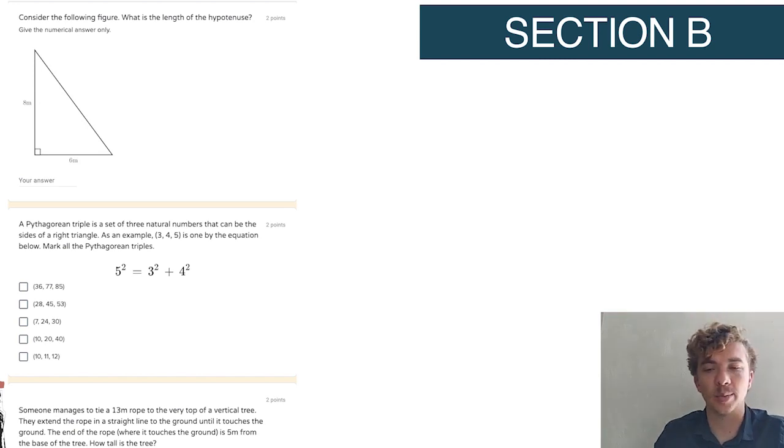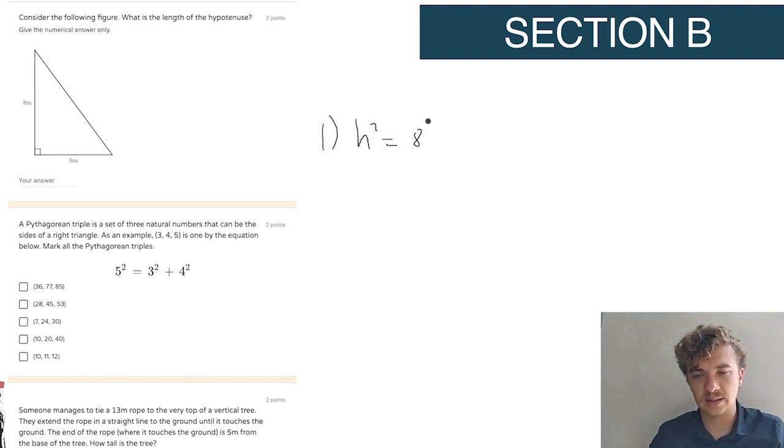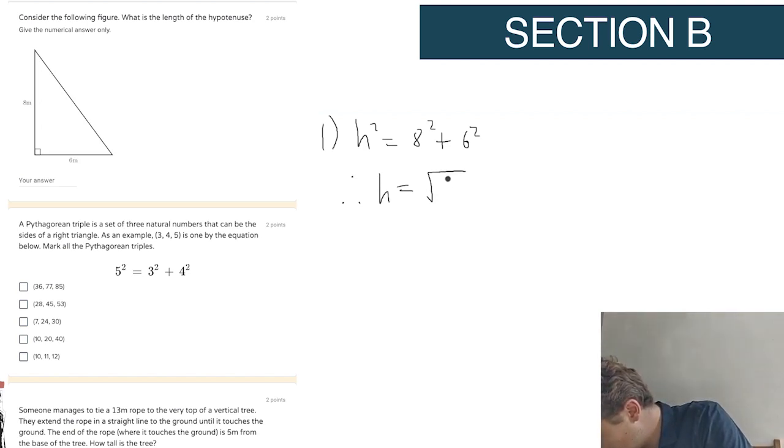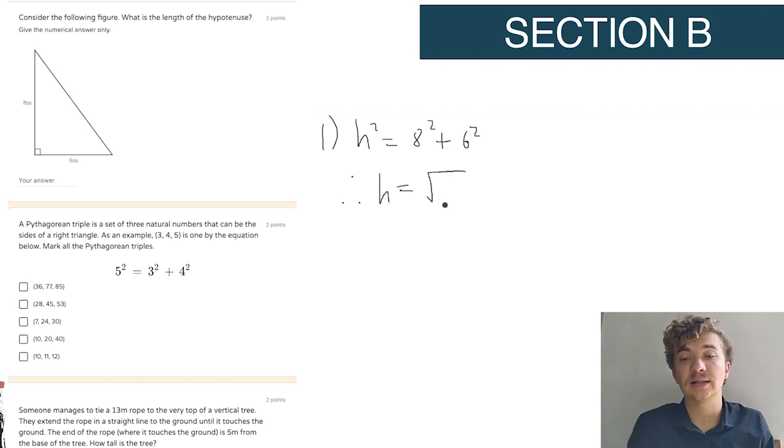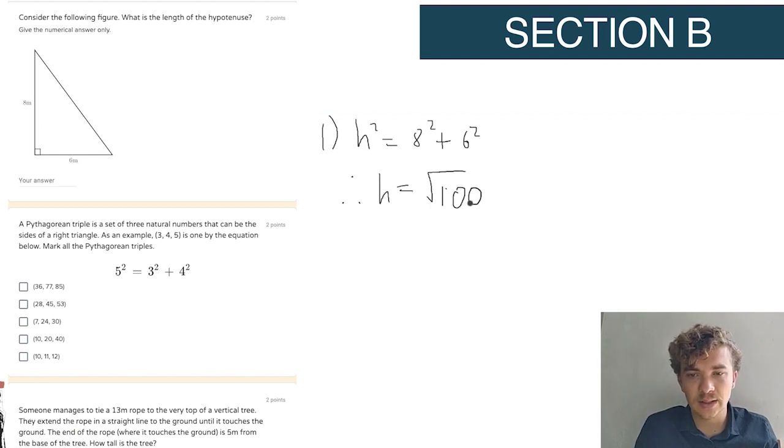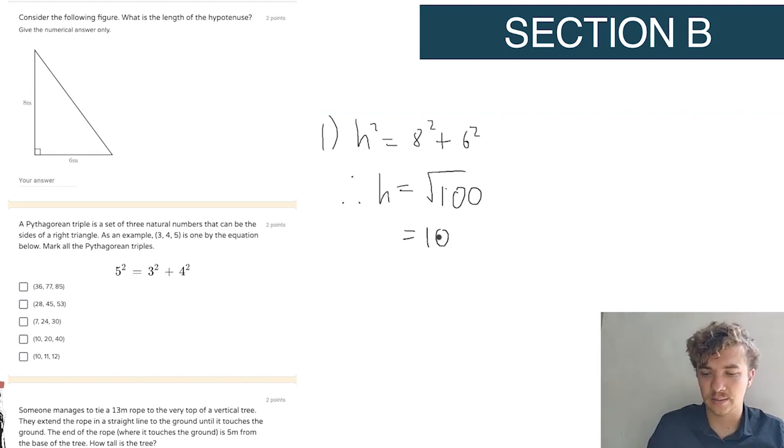So first you need to know that the hypotenuse is this longest side over here. And you have lengths of 8 and 6, and then you should just use the theorem of Pythagoras that you know. Let's say the hypotenuse is h, that h squared is equal to 8 squared plus 6 squared. That's just the theorem of Pythagoras. So h is equal to the square root of 8 squared plus 6 squared, which is the square root of 100. Therefore, h is equal to 10 meters.